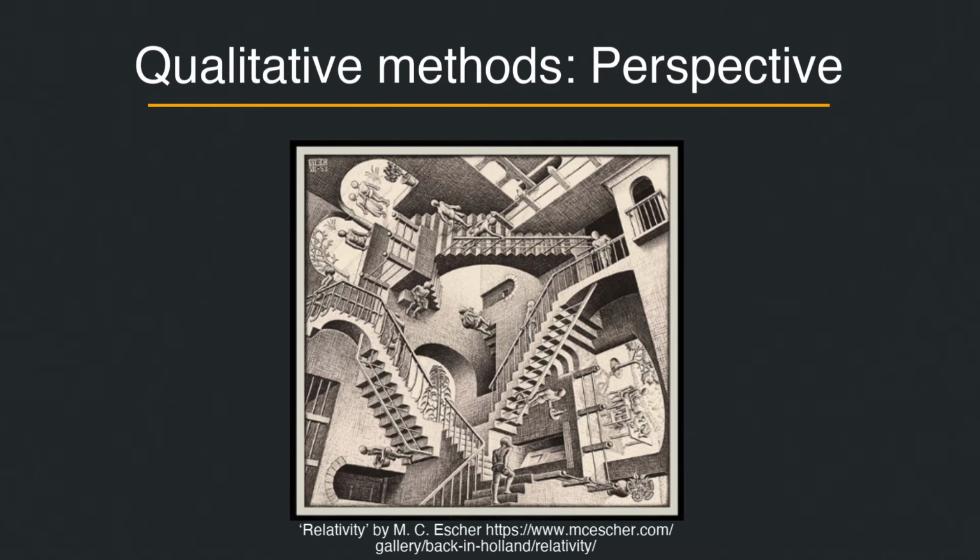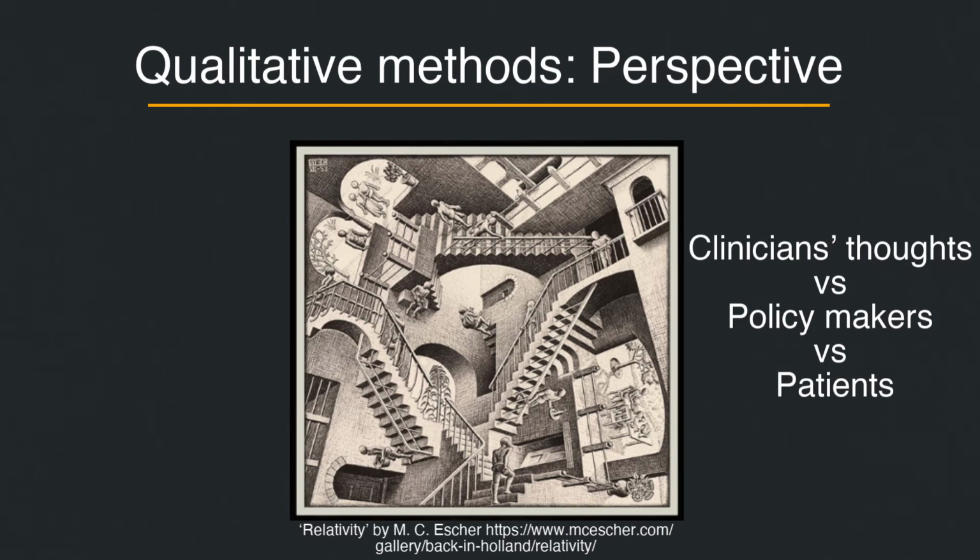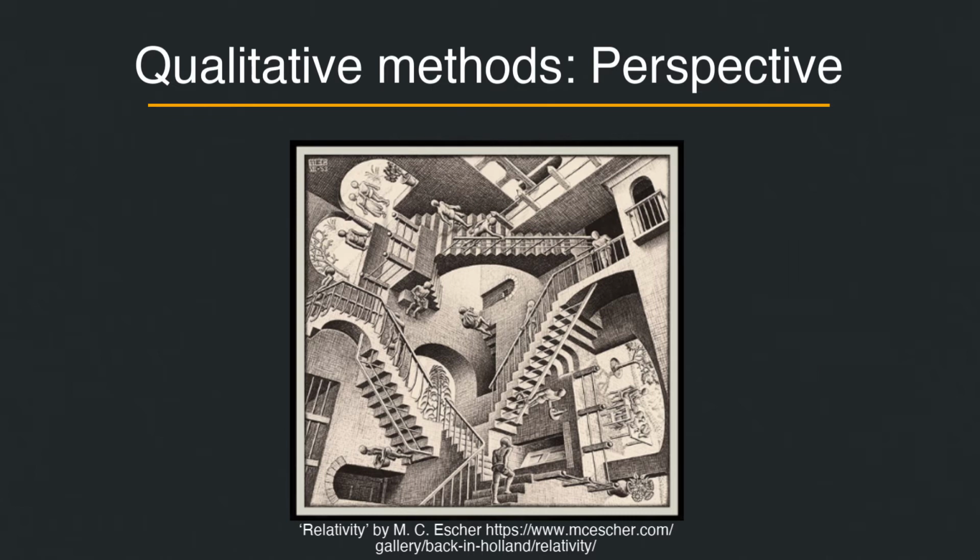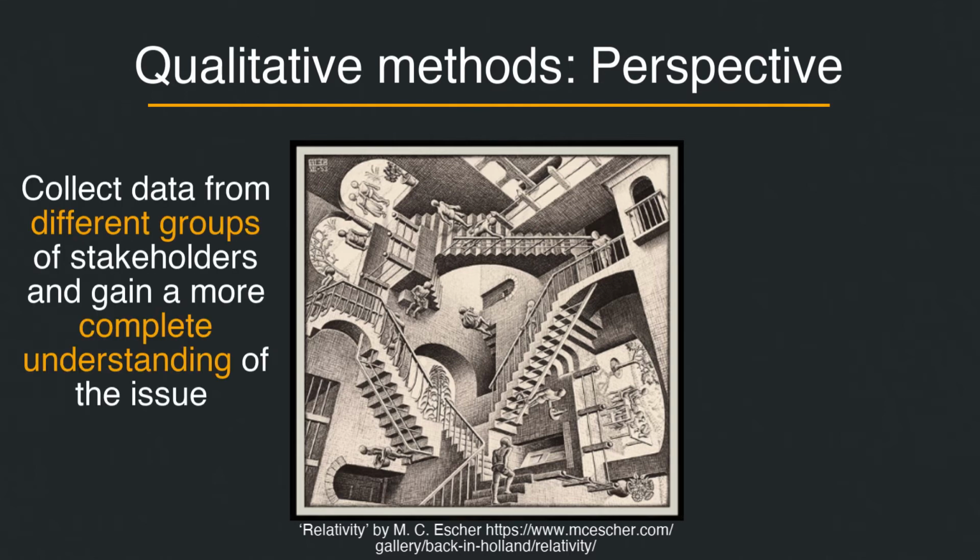Going back to the example of dementia, access to dementia care may be perceived differently by the caregiver and the patient. In addition, clinicians' thoughts about how to improve access to care may be different from those of policymakers or patients. In this situation, if the researchers want to be able to identify feasible and effective changes to improve access to dementia care, it would be valuable to collect data from different groups of stakeholders and gain a more complete understanding of the issue.